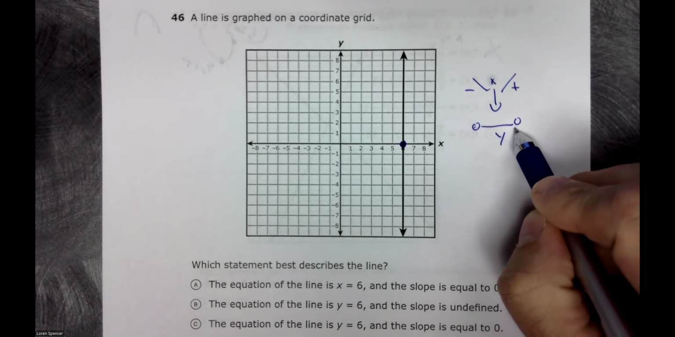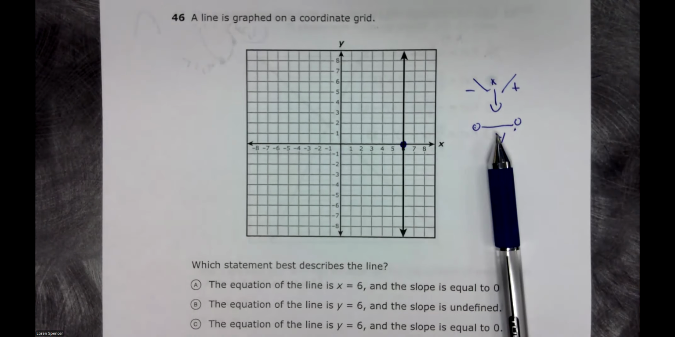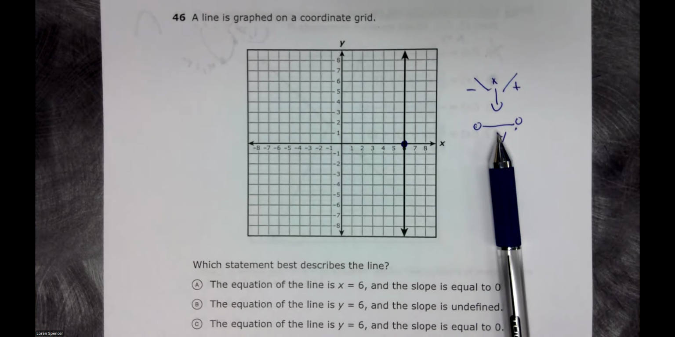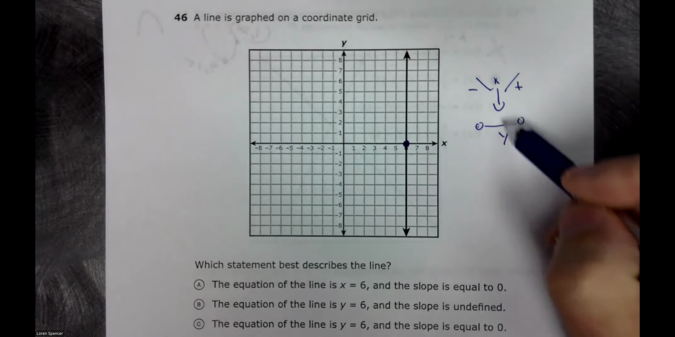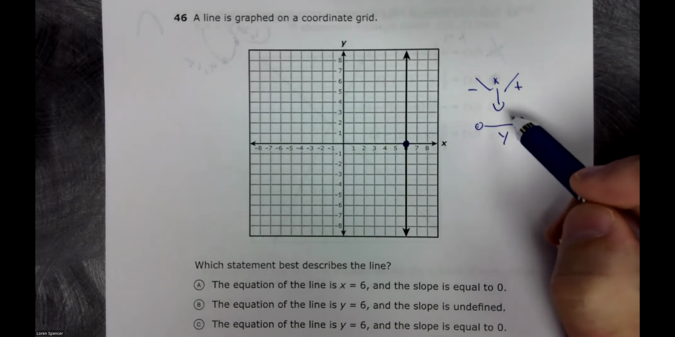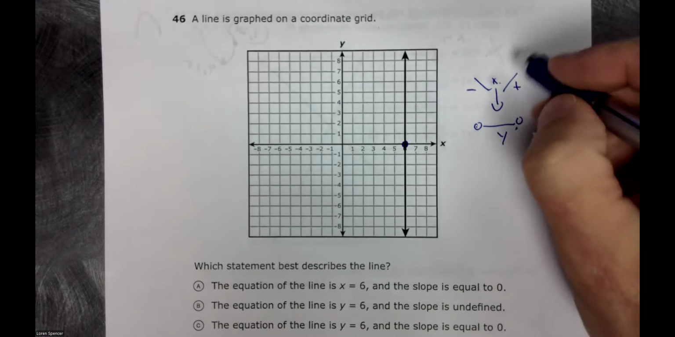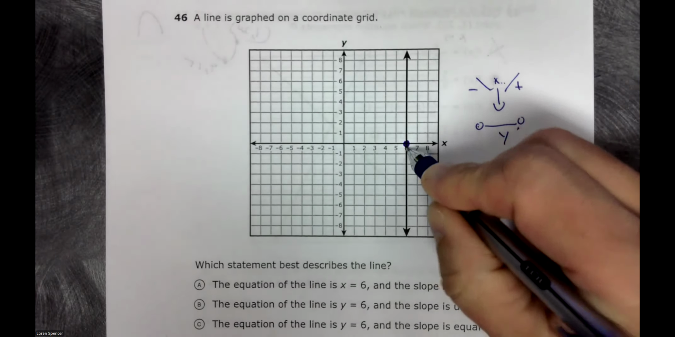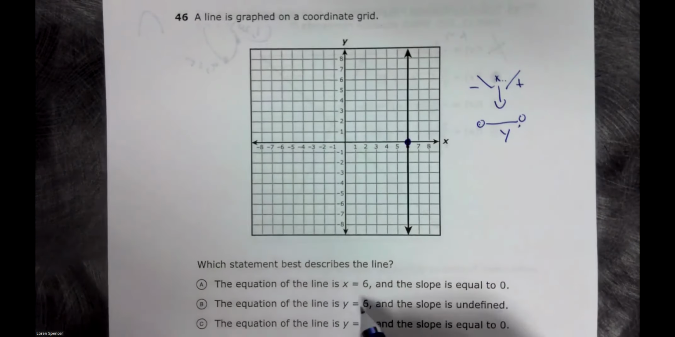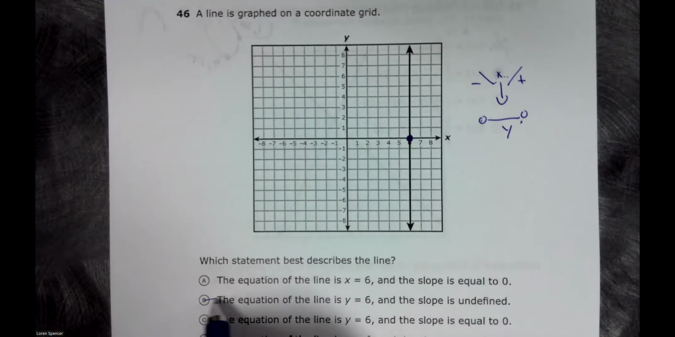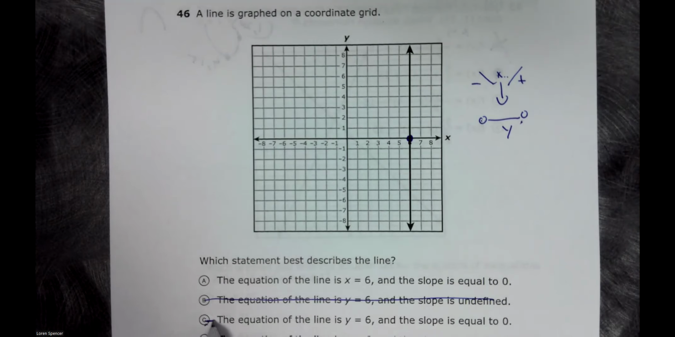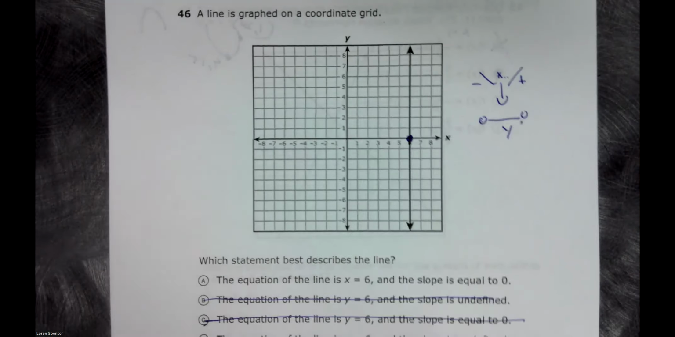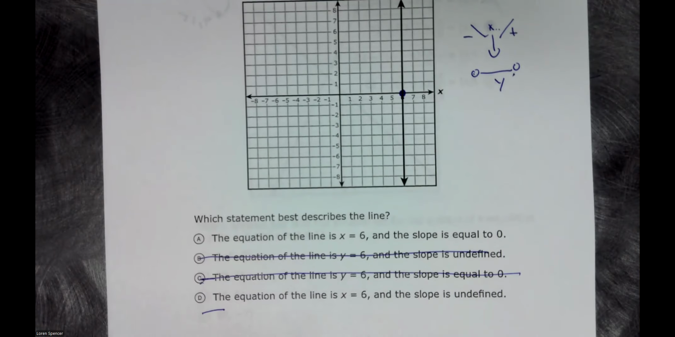Horizontal line is a y equals. Vertical line, hold on a second. So, y is a horizontal line, x is a vertical line. So in this case, x equals, well, what does x equal? X equals 6. So we know it's a vertical, so it can't be this. It can't be this. So we have two x equals 6s.